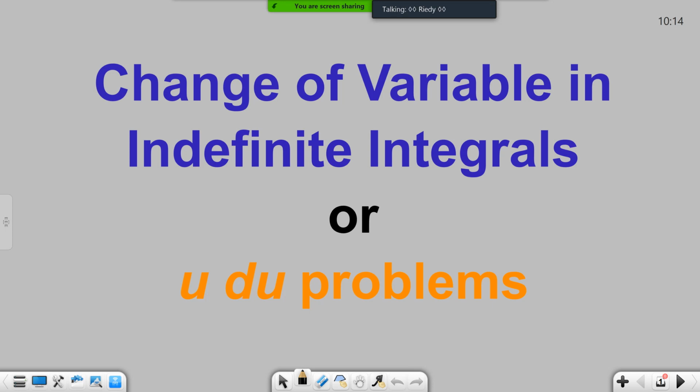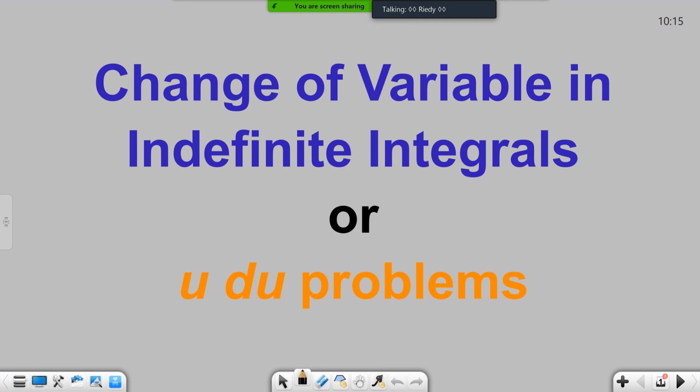Okay, so today we're going to enter into the realm of weirdness, and this is, like it says, change of variable and indefinite integrals, which is a fancy term. I commonly refer to them as UDU problems. This is about as close as we get to product rule, chain rule, and quotient rule for integrals. It can be fairly tricky.